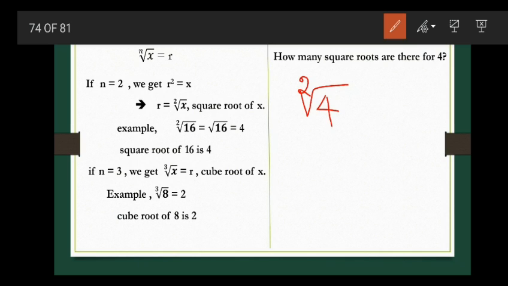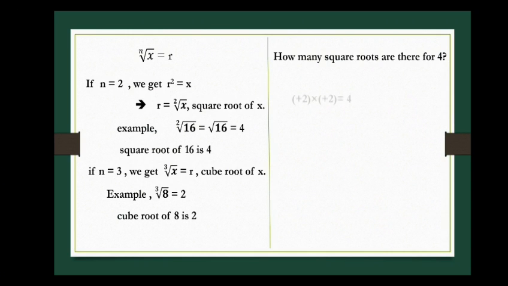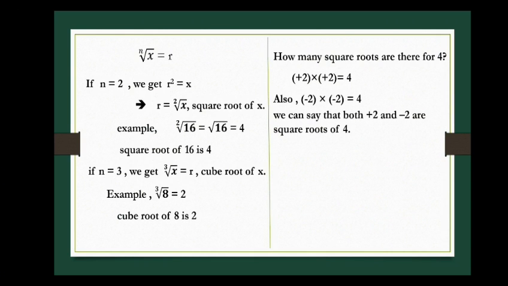Which means you have to multiply a number twice to get 4. So when you multiply 2 two times, you will get 4, as well as when you multiply minus 2 two times, you will get 4. So the square root of 4 is plus 2 as well as minus 2. Both plus 2 and minus 2 are the square roots of 4.